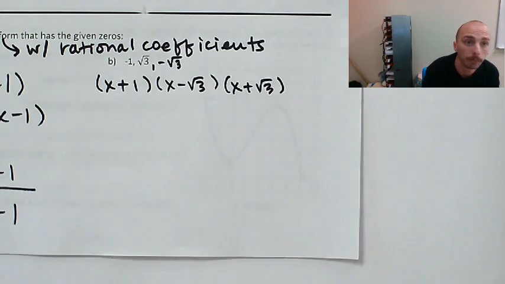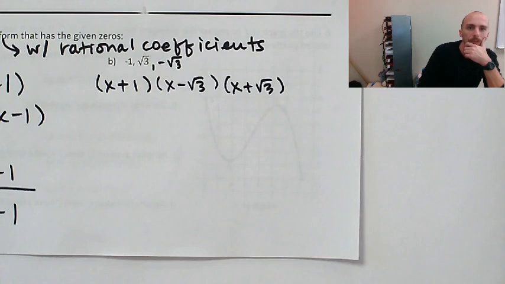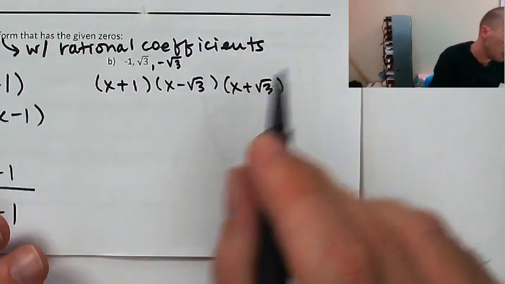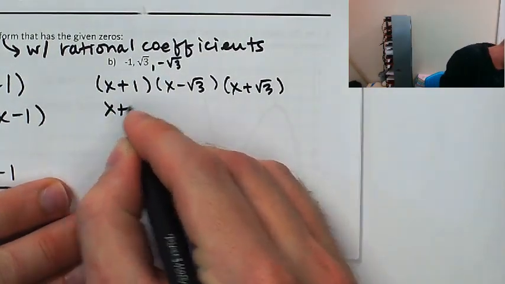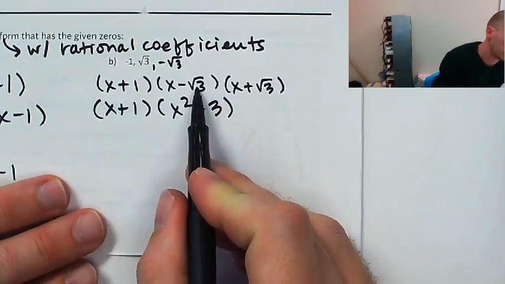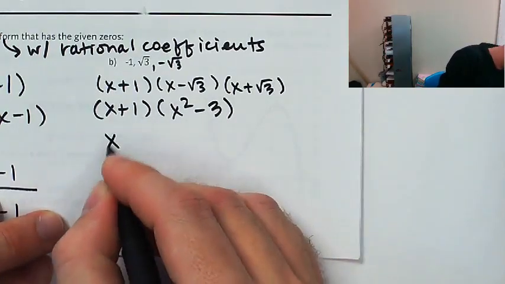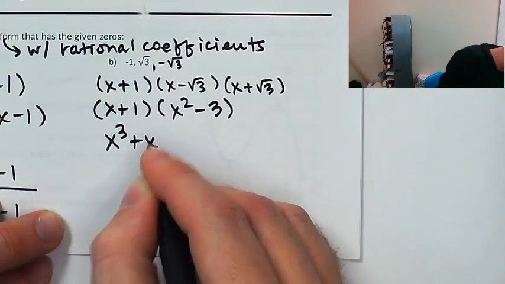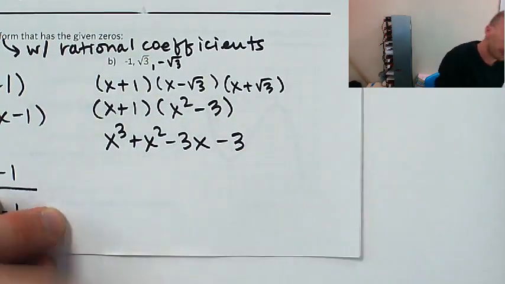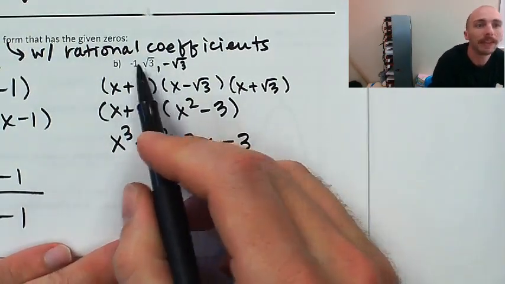And I'm going to choose to multiply the second and third terms together. They look like they go together, right? It's something that's going to give me a difference of 2 squares when I multiply it out. So I'm going to say this is x plus 1 multiplied by x squared minus 3, okay, because the square root of 3 times square root of 3 is 3. Okay, and then I'm going to multiply this together, and I'll have x to the third plus 1x squared, negative 3x, and -3. Okay, and that's going to be a standard form polynomial that has rational coefficients and these zeros.